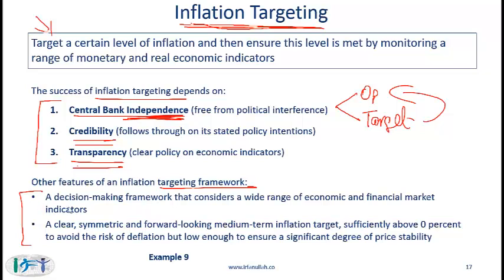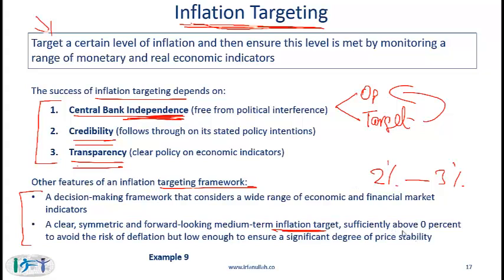First, a decision-making framework that considers a wide range of economic and financial market indicators, and second, a clear, symmetric and forward-looking medium-term inflation target sufficiently above zero to avoid the risk of deflation. If you look at Exhibit 9 in the curriculum, here we are given the targets for several developed countries. And you will notice that these targets are generally in the 2% to 3% range.